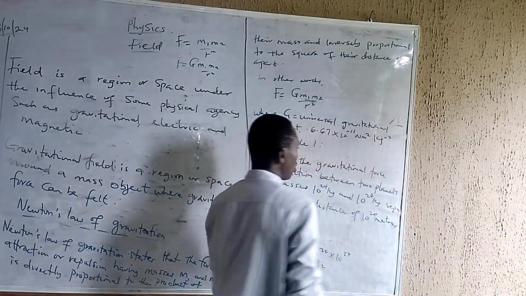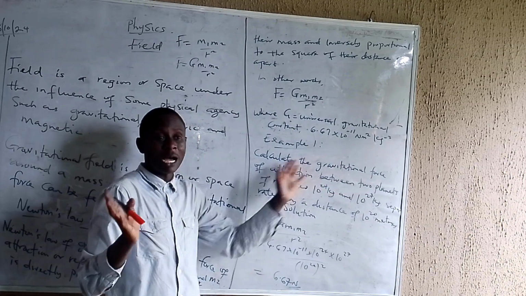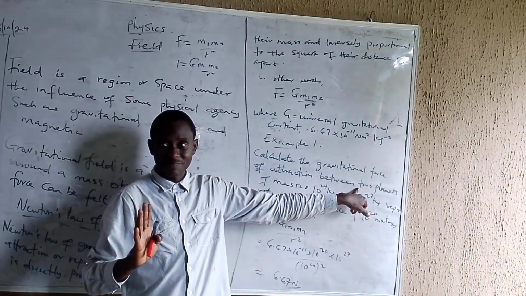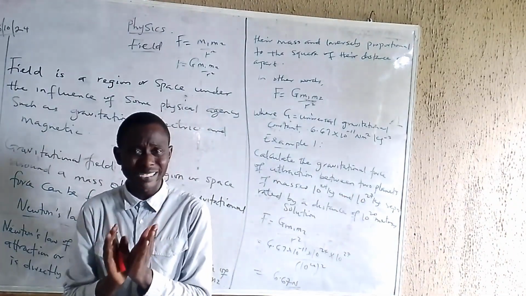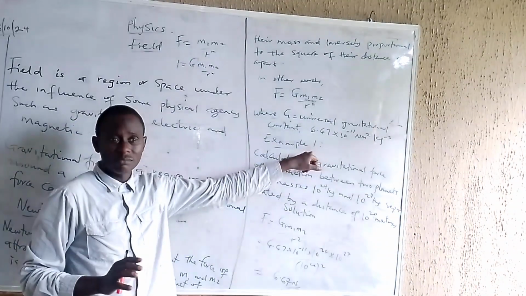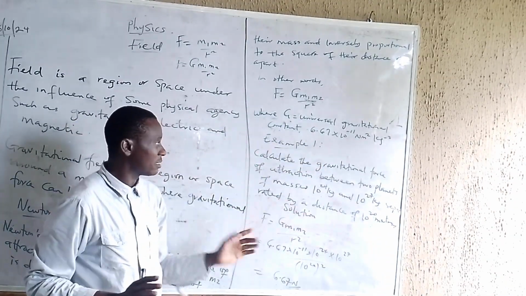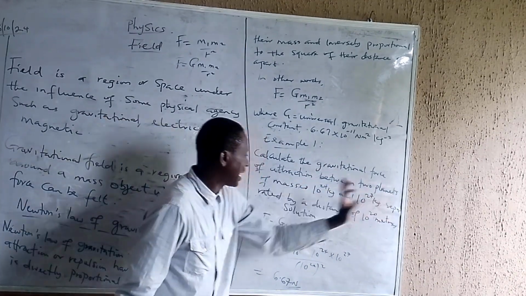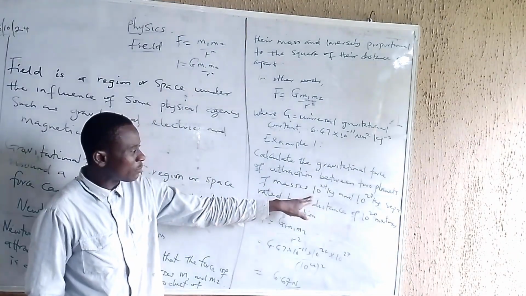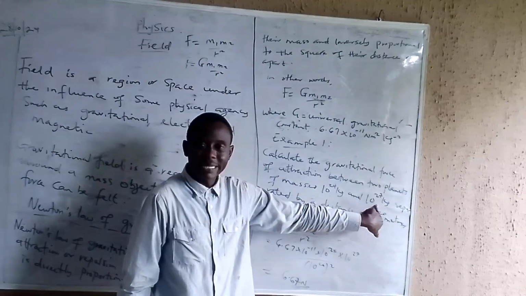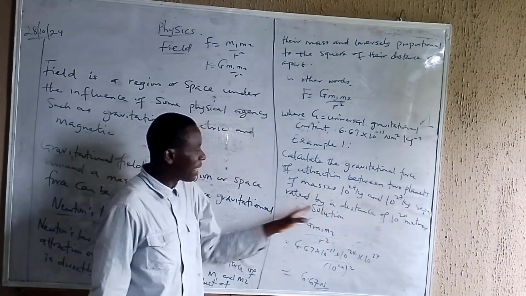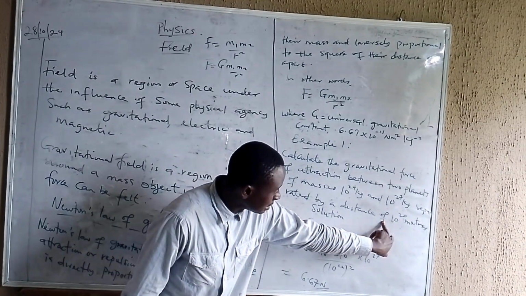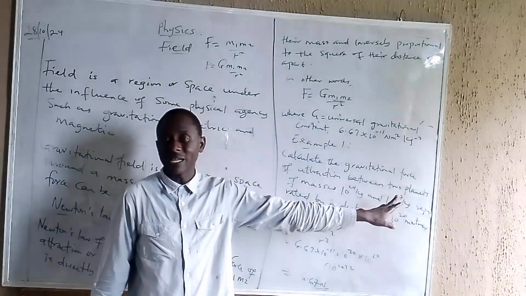Now look at an example, because it is very, very important. Be very careful about how to solve problems. But the most important thing is to understand the basics. If you understand the definition and the law, then it is very easy for you to solve this. Take for example: calculate the gravitational force of attraction between two planets, mass m1 of 10 to the 24, mass m2 of 10 to the 27, separated by a distance of 10 to the 10 meters, so r squared is 10 to the 20 meter squared.